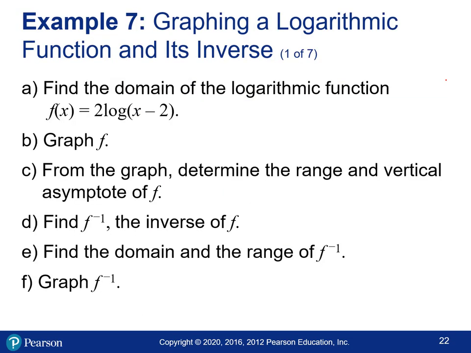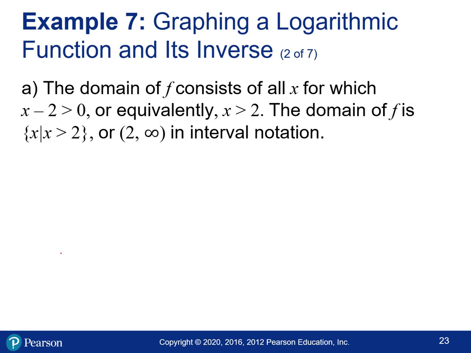So let's do one more example with graphing, and we're going to graph this logarithmic function, 2 log of x minus 2, and then we're going to talk about the domain, and then find the range and vertical asymptotes, and then also work with the inverse function. Alright, so remember that the argument has to be positive, so you just set your argument greater than 0, and then solve. So the domain for this function would be 2 to infinity, not including 2.